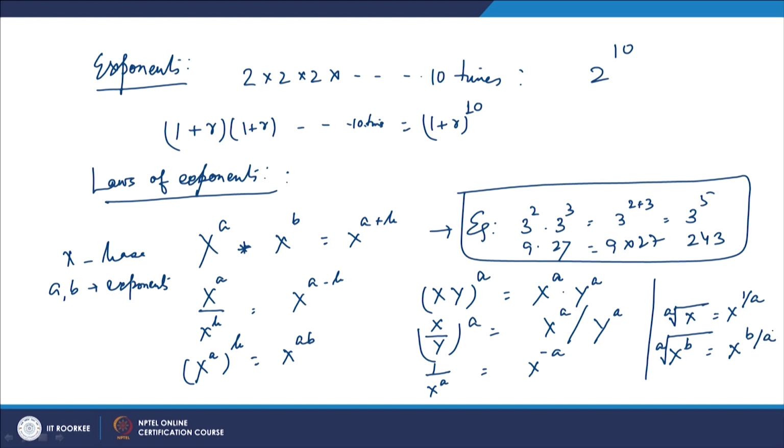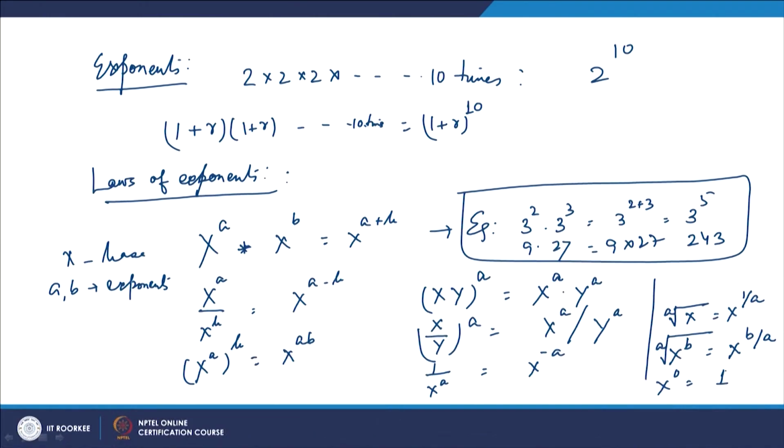These are basically the laws of the exponents, and one more is that when you have 0 as exponent, then it becomes equal to 1. Typically these exponent laws are used. If 0 is the exponent, then whatever be the base, with 0 as exponent it will be equal to 1. So, these are the normal laws of the exponent.